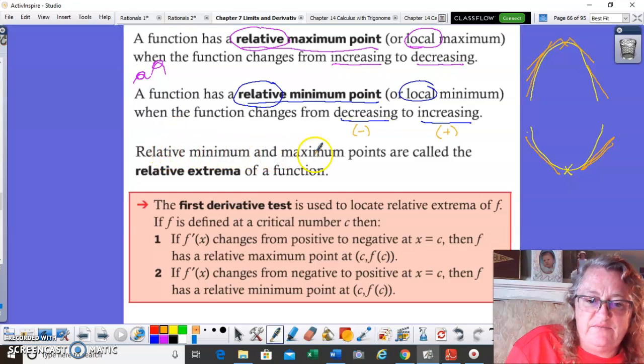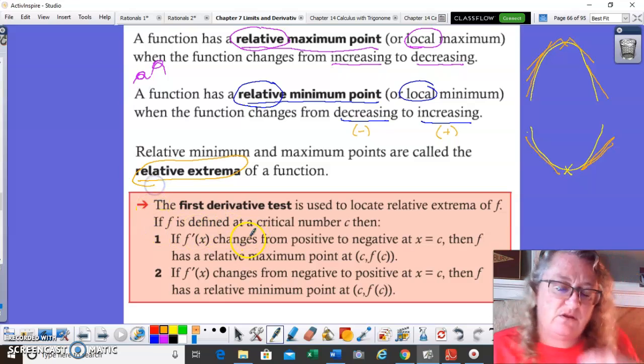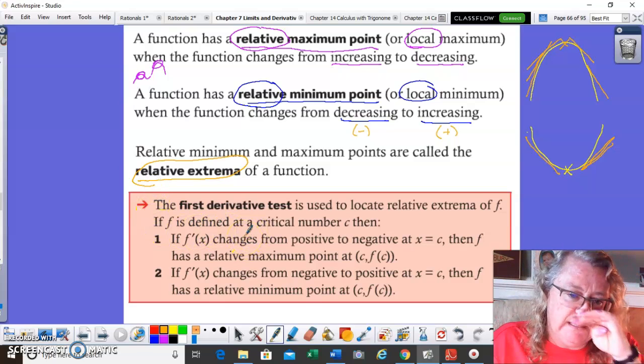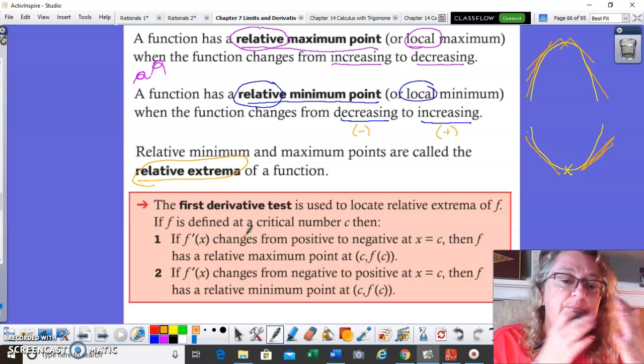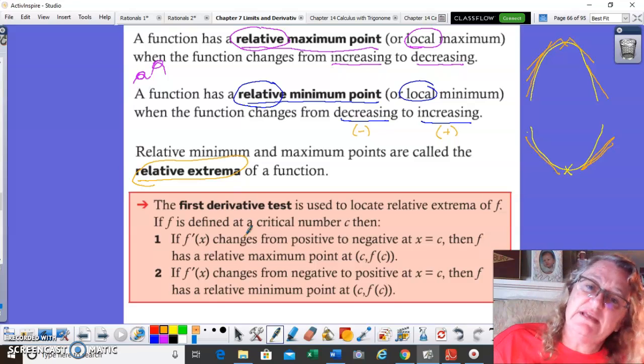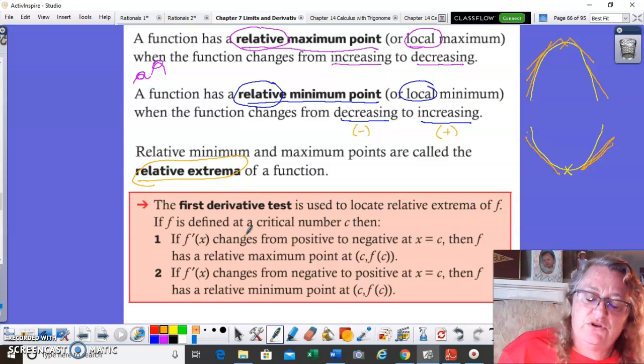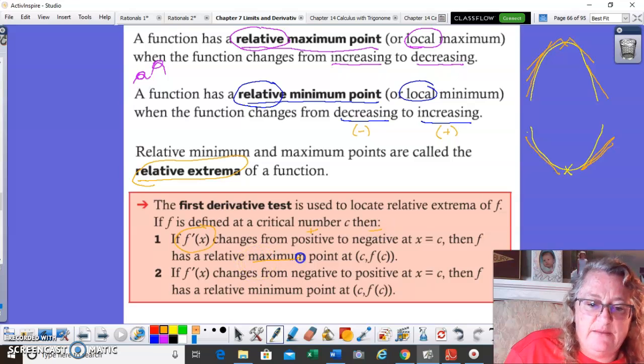Okay, so the relative minimum and maximum points are called your relative extrema. So your extremes, basically. Your highest and your lowest. Maybe not the highest and the lowest over the complete graph, but in certain areas. So the first derivative test tells us that if the first derivative changes from a positive to a negative, then we have a maximum. If the first derivative changes from a negative to a positive, then we have a minimum.